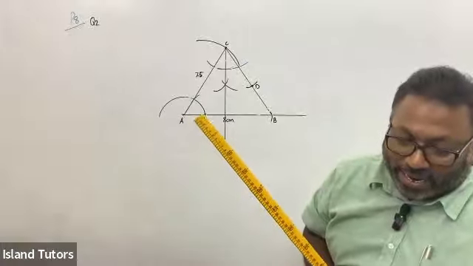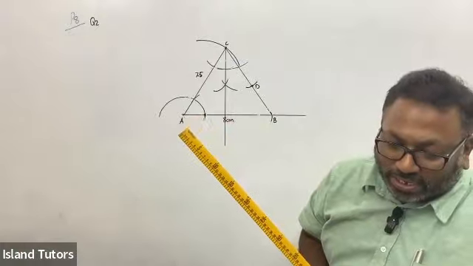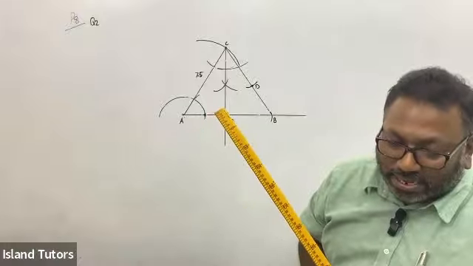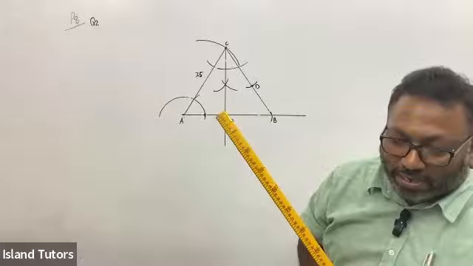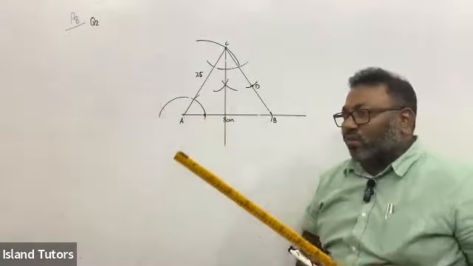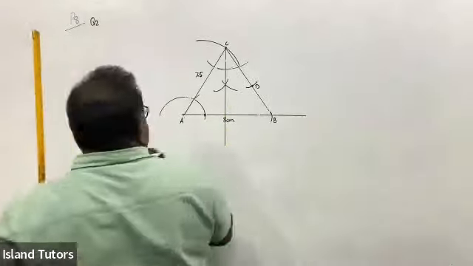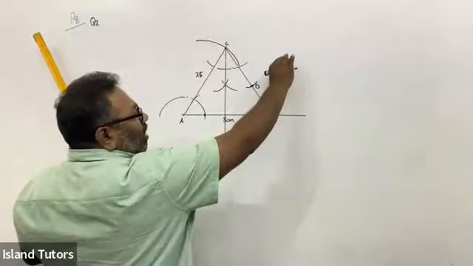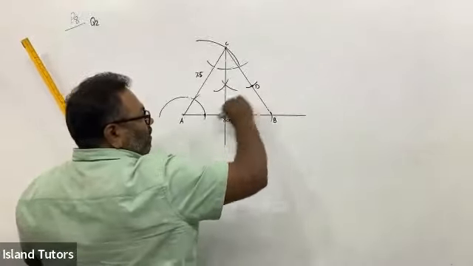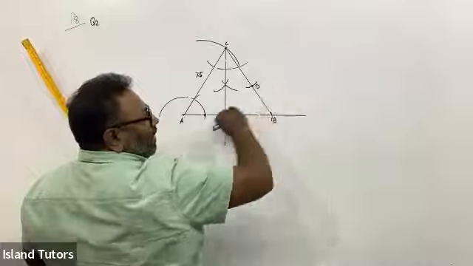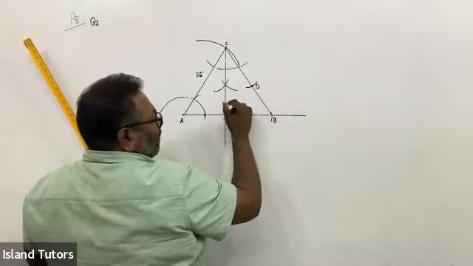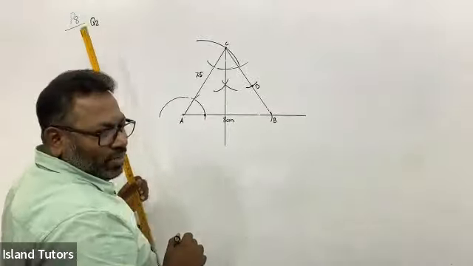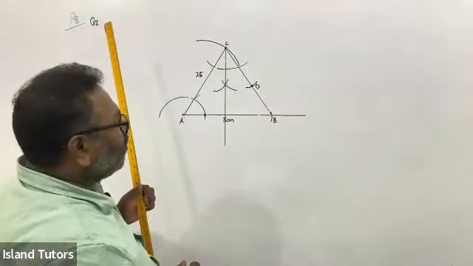Okay, and construct a circle that touches the side BC at the point D and has its center O on the angle bisector of ACB. So for that, what you need to do, you need to draw a perpendicular like this over here, so that when it comes straight, it touches over here, and that we are going to use as the center of your circle.